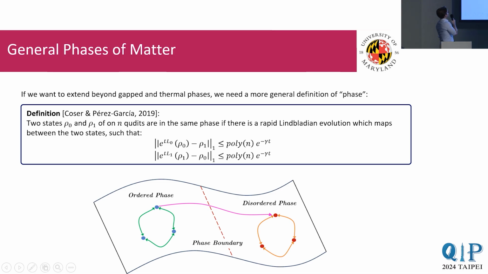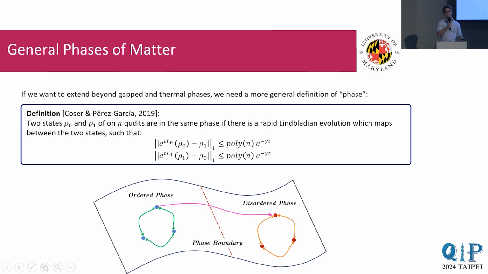So Andrei Kosma and David Perez-Garcia say that two states on n qubits are in the same phase if there's a rapid Lambdadian evolution which maps between the two states, such that these two equations are true. So that is, I can go from one state to another state in a polylogarithmic amount of time if they're in the same phase. And I must also be able to go backwards. It's got a reflexive property to it.